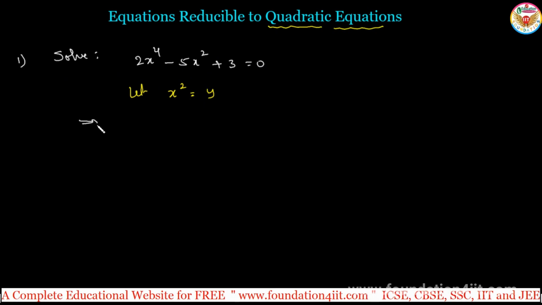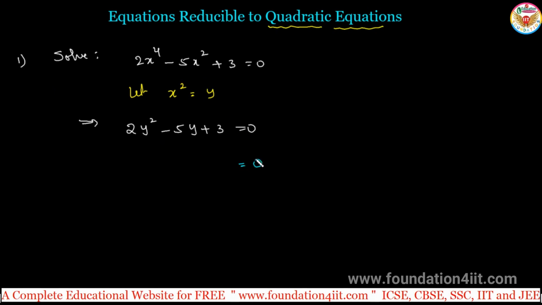Then it will become 2x power 4, right? So this is 2y square, because x to the power 4 is y square, minus 5y plus 3 is equal to 0. Instead of x terms, it became in terms of y. Then we can do normal factorization for this. Equal to 0 is the RHS; the LHS you have to factorize.